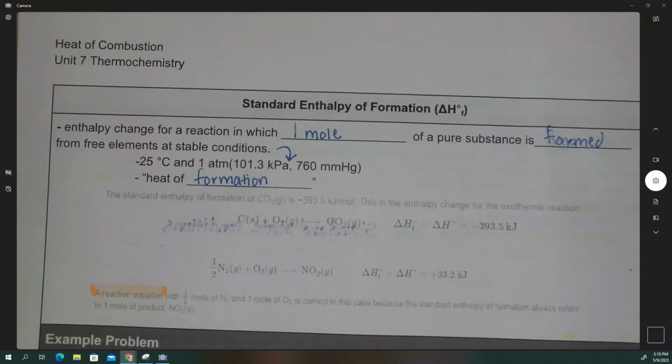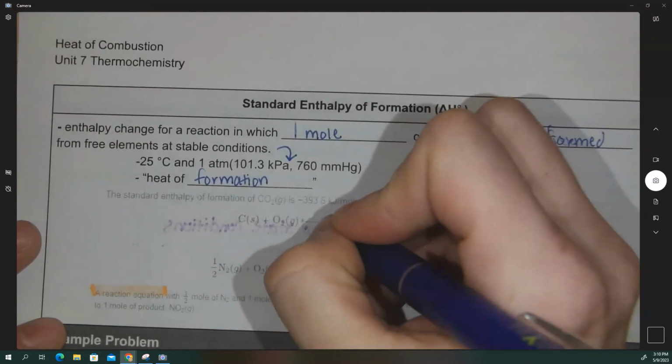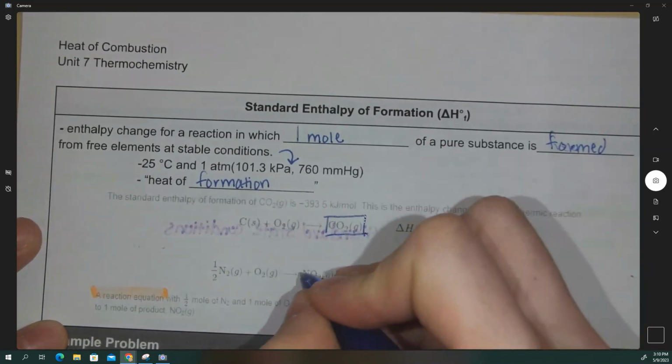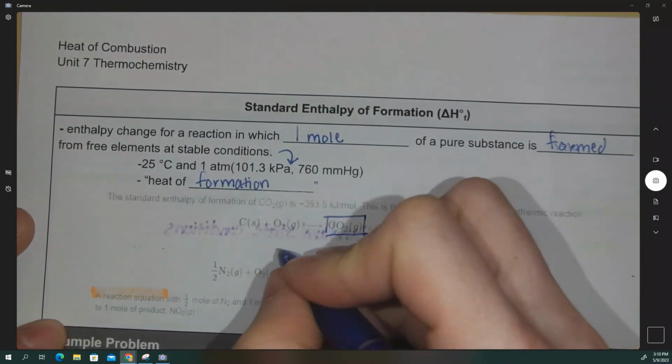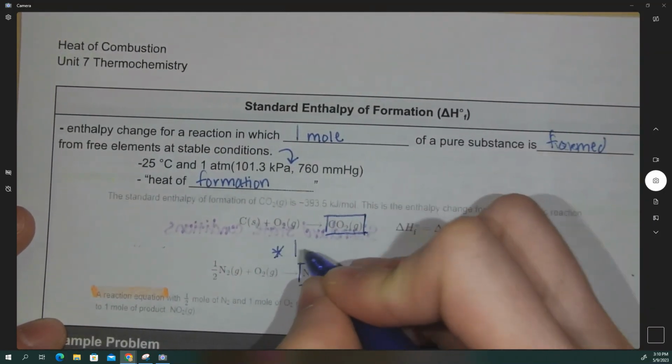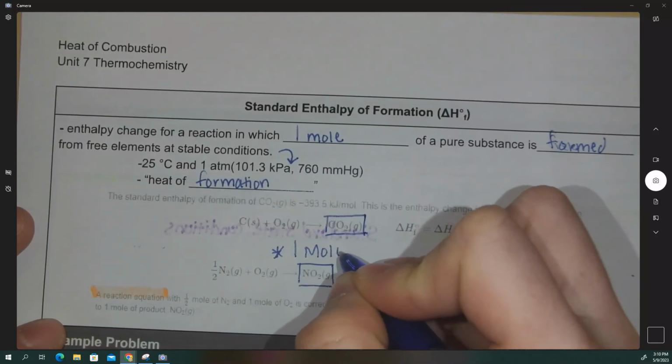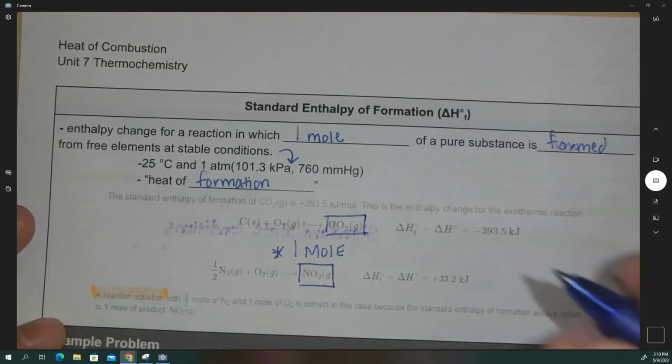Our enthalpy of formation is equal to negative 393.5 kilojoules. Now, if instead of the formation of CO2 here, we're looking at the formation of NO2, we want to note that this is based off of 1 mole of substance.